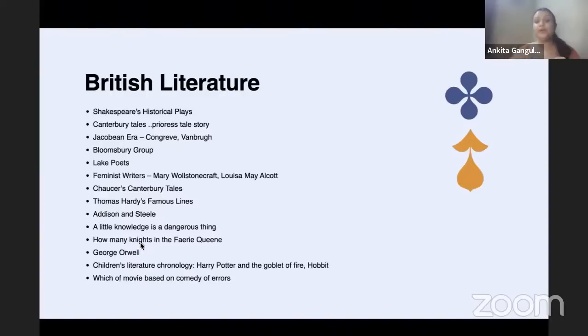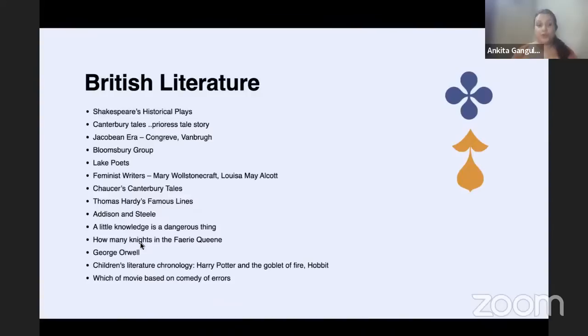Then here we can see Louisa May Alcott. There was one question in the first shift where we were asked what was the sequel of Louisa May Alcott's Little Women. Then we got famous quotes from various novels like Thomas Hardy's The Mayor of Casterbridge and George Eliot's Adam Bede. Also, we got questions from Tatler, Spectator, Guardian, the famous periodicals of the 18th century.